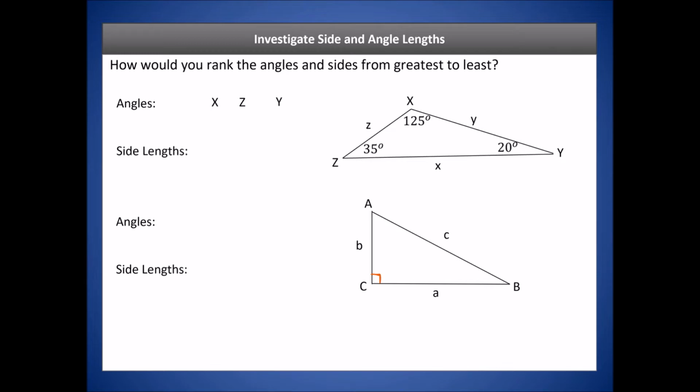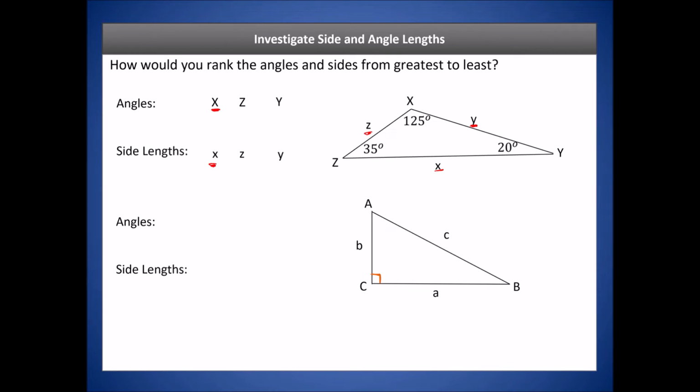And then here are the angle measures given. These are actual angle measures that were measured: 35 degrees, 125 degrees, hence the wide obtuse angle, and then 20. Now for the side lengths, we notice that Z looks like the smallest side, Y looks like the second smallest, and X looks like the largest side. So what we notice from this example is that the larger angle seems to correspond to the larger side length. That's what we're noticing so far.